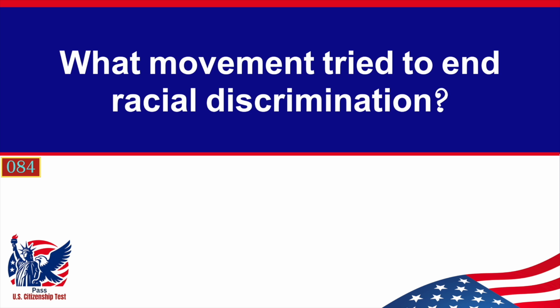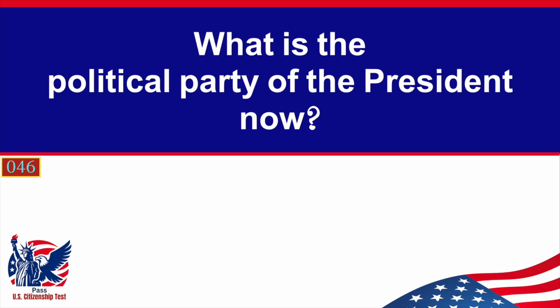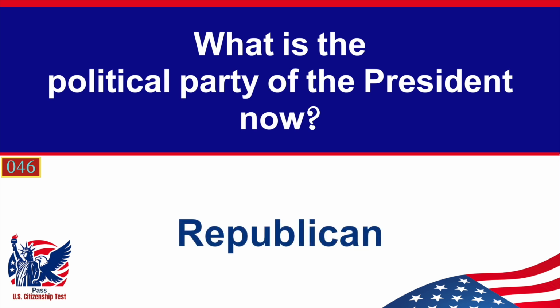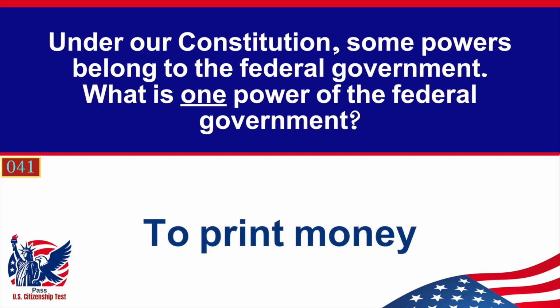What movement tried to end racial discrimination? Civil rights movement. What is the political party of the president now? Republican. Under our Constitution, some powers belong to the federal government. What is one power of the federal government? To print money.